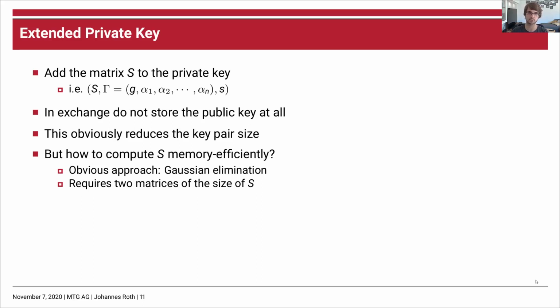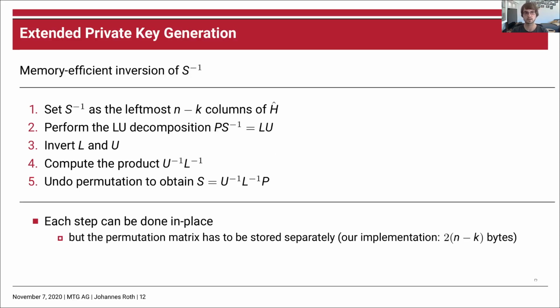So what we propose instead is another approach to get the inverse of the first n minus k columns of h hat. We do it as follows. First, we set the inverse of S as the leftmost n minus k columns of h hat. So we can now store one buffer that contains the first n minus k columns. Now in the second step, we perform the LU decomposition. That means we find three matrices P, L, and U, such that the equation P times the inverse of S equals L times U holds.